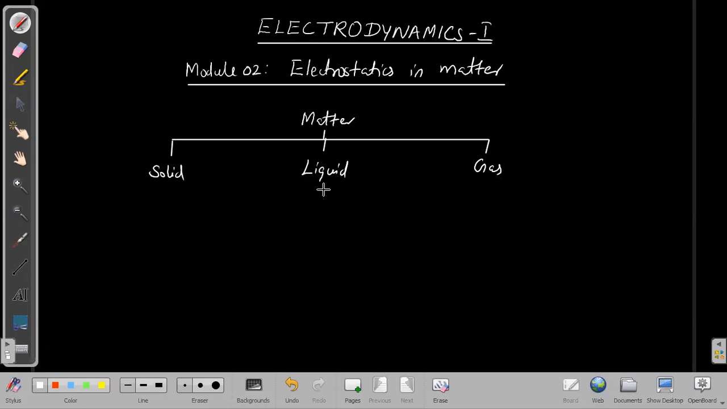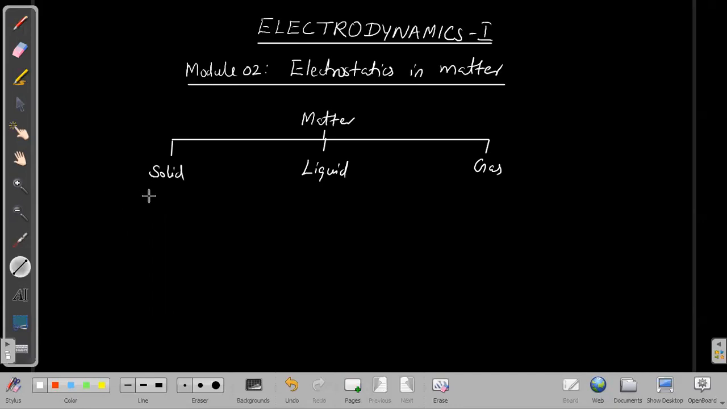the atoms or molecules in these states are not stationary. So they are under continuous movement. So those discussions would be slightly complicated. Therefore, our present chapter deals only with solids. Now again, the solid can be divided into different categories based on its electrical properties.